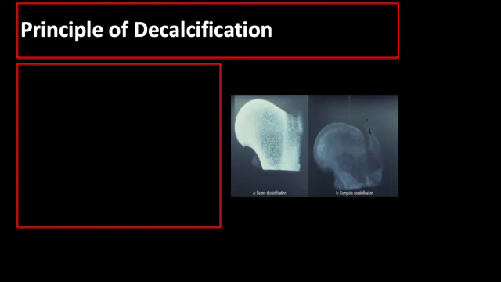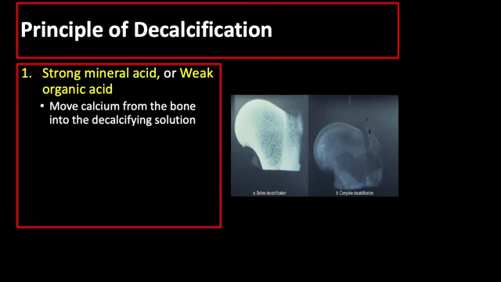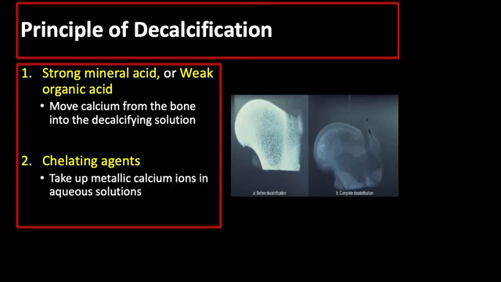How to do that? A strong mineral acid and weak organic acid form soluble calcium salts in an ion exchange that moves calcium from the bone into the decalcifying solution, or chelating agents are used to sequester or take up metallic calcium ions in aqueous solution.